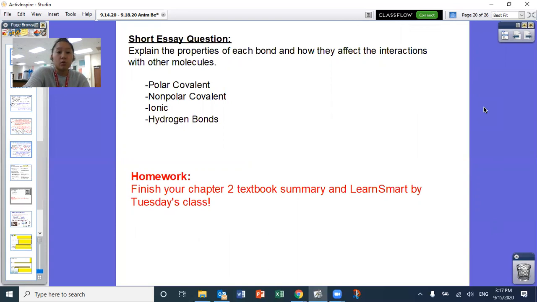So we talked about polar covalent, non-polar covalent. Remember, polar is when it's unequal sharing. Non-polar is when it's equal sharing. Ionic, when it's not sharing at all, it's just an exchange almost. And then hydrogen bonds, which is based on polar covalent bonds, but specifically relating to molecules that hold hydrogens in them, and maybe how they affect other molecules.